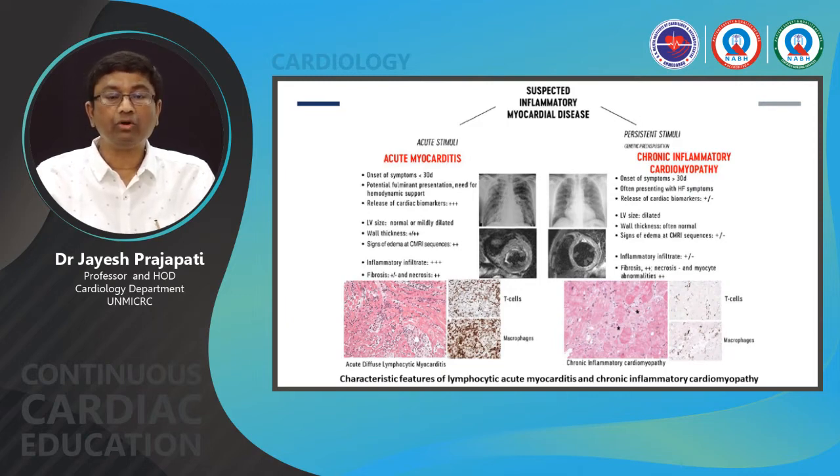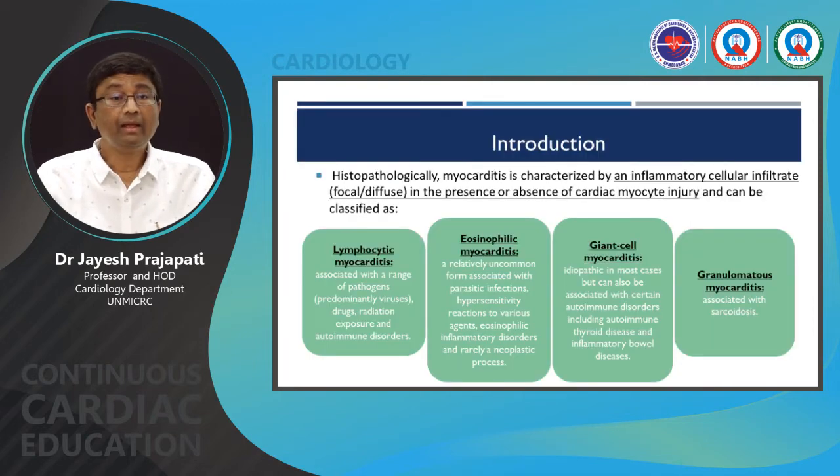So more or less, more fibrosis and less inflammation in the chronic phase, and the biomarkers will be slightly raised or maybe normal in the chronic phase. And of course, histologically you can differentiate forms of myocarditis like lymphocytic myocarditis, eosinophilic myocarditis, giant cell myocarditis, and granulomatous myocarditis.